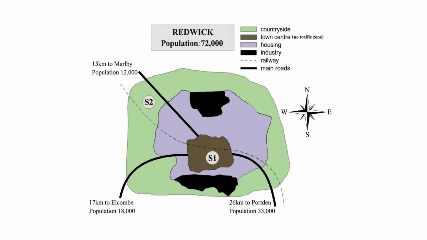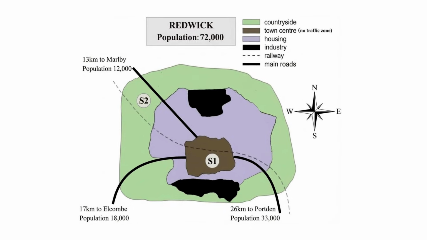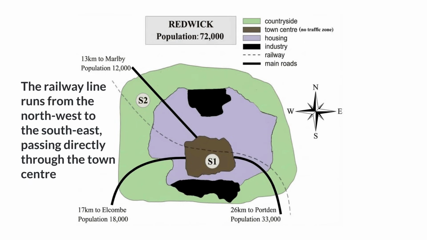If you look at the dashed line on the map, you'll see the railway. It follows a curved route from the northwest, runs through the town center, and then heads toward the southeast. Here's a simple way to describe it. The railway line runs from the northwest to the southeast, passing directly through the town center.